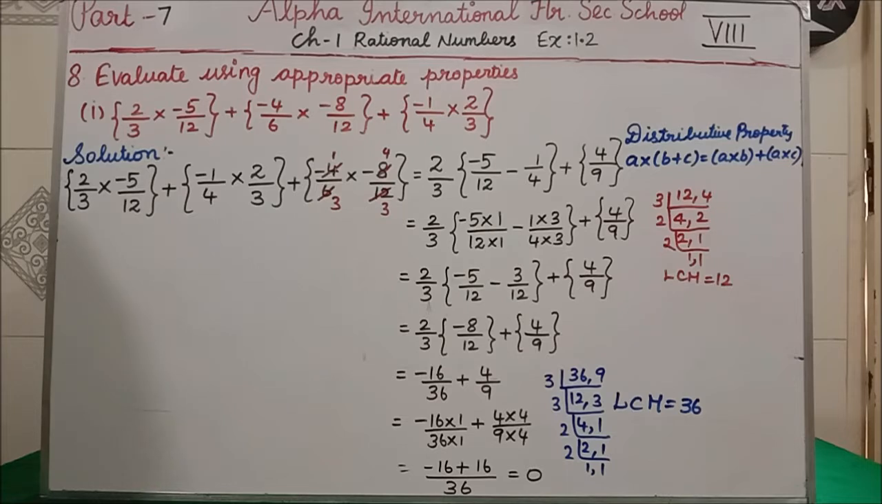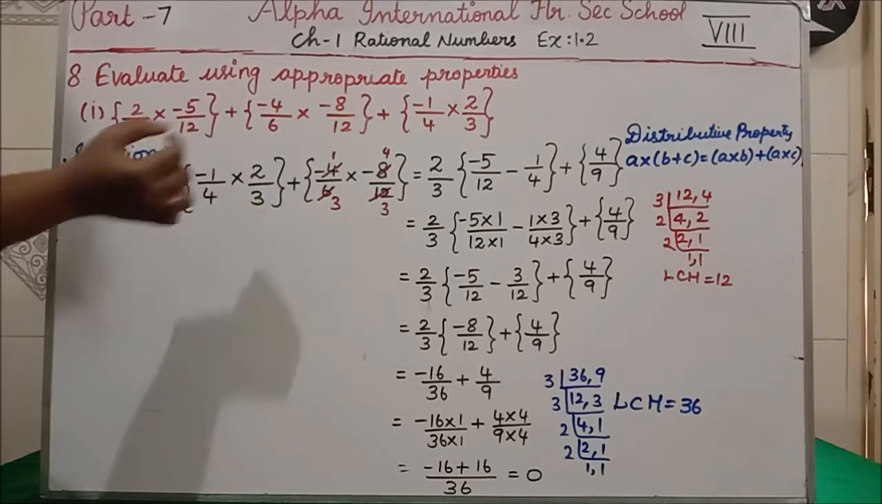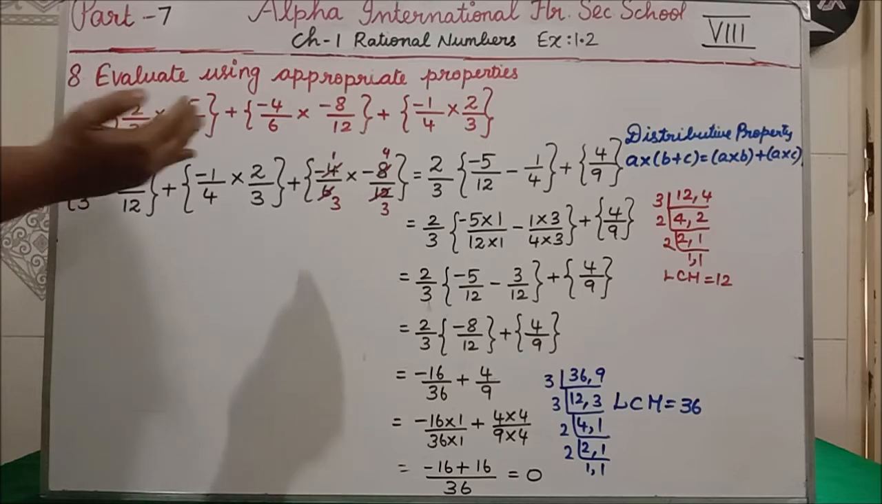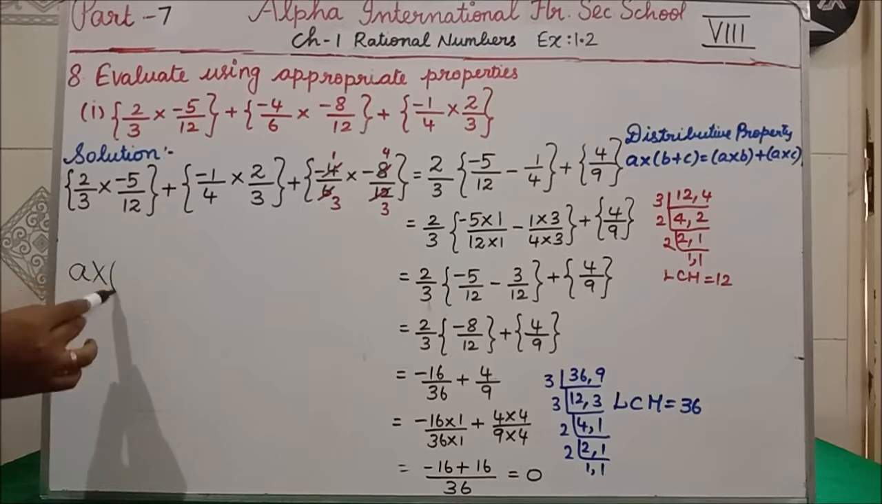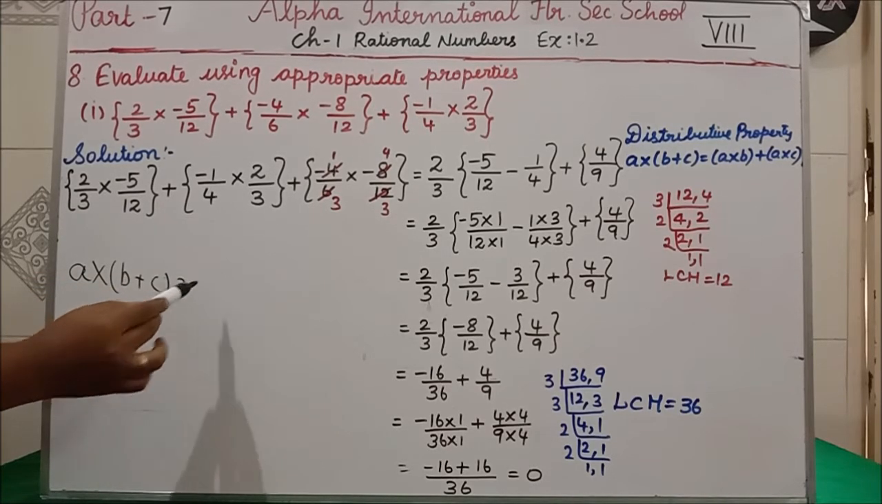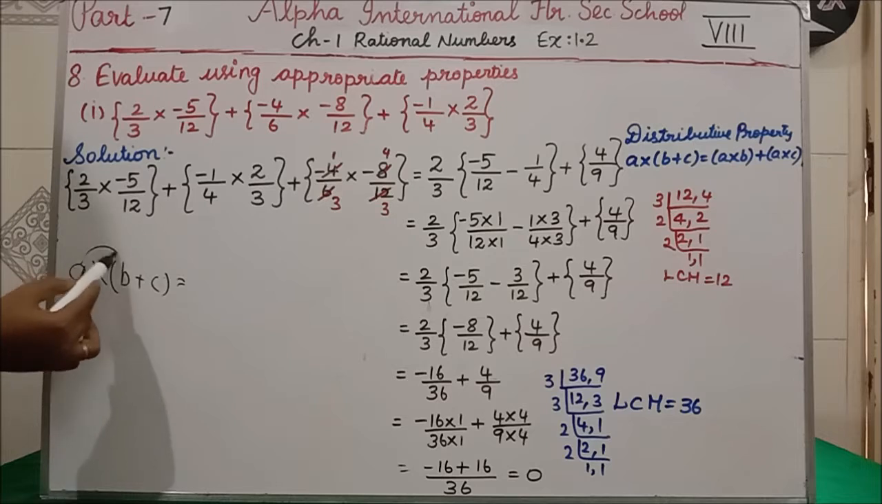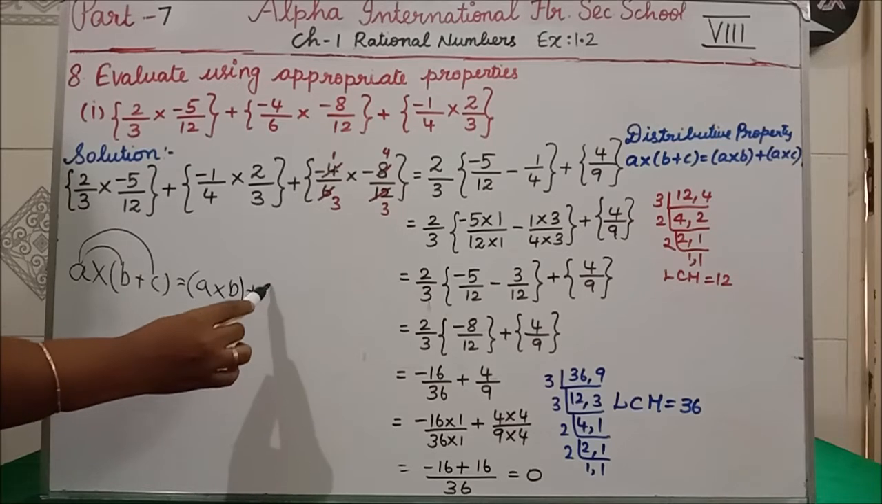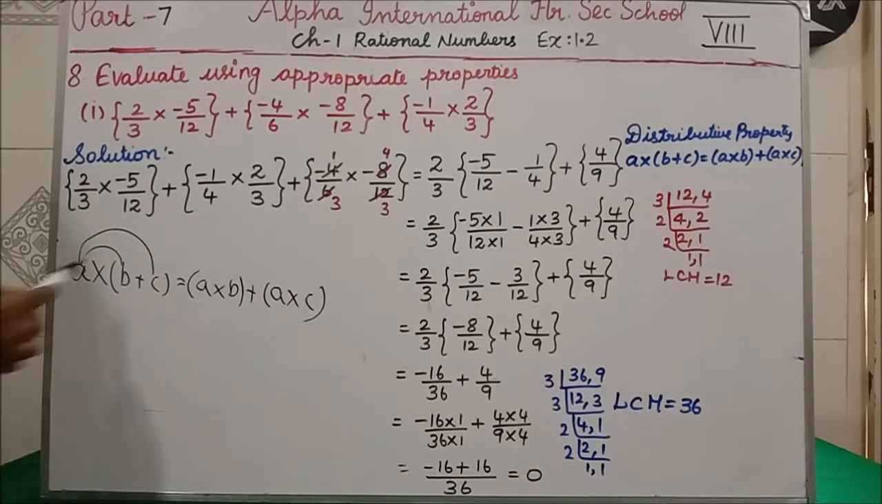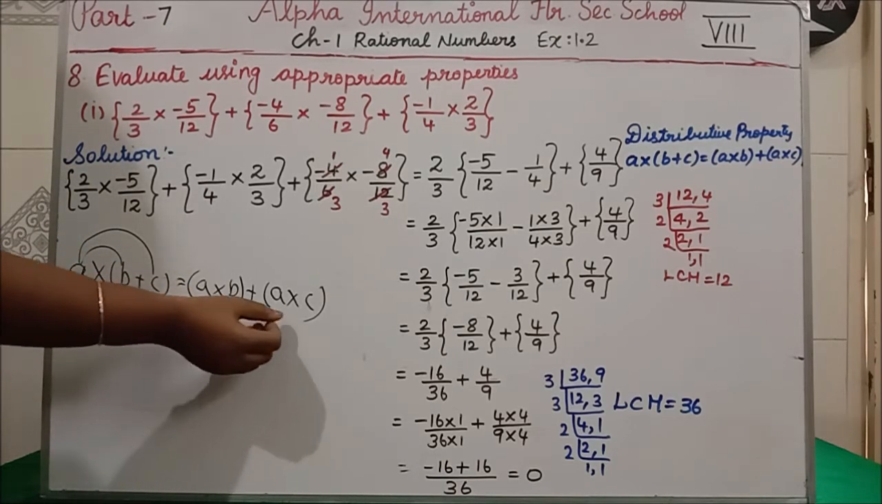Now see, students, here 2 by 3 is coming, here also 2 by 3 is coming. So you are going to take 2 by 3 commonly out. Clear? So I have told you about the distributive property. What is our distributive property? A into (B plus C) is equal to, distributive means what? A is distributing to B as well as to C. So the answer will be A into B plus A into C. This is the distributive property rule. Now you see here A into B, A into C.